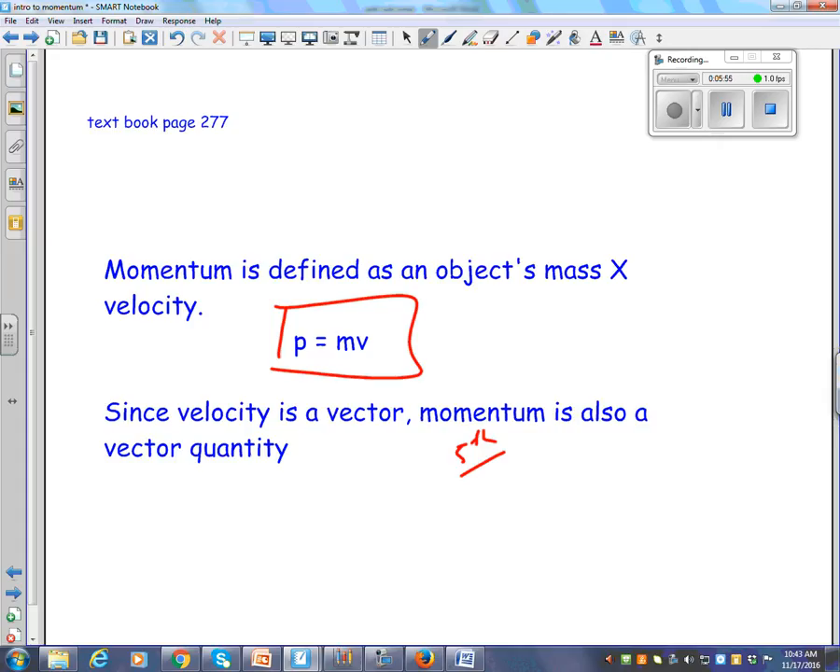This is in the textbook on page 277 if you want to follow along there. Now, what is the letter for momentum? P. Why? Well, because M is used for mass, so then they just pick the next letter in the alphabet.